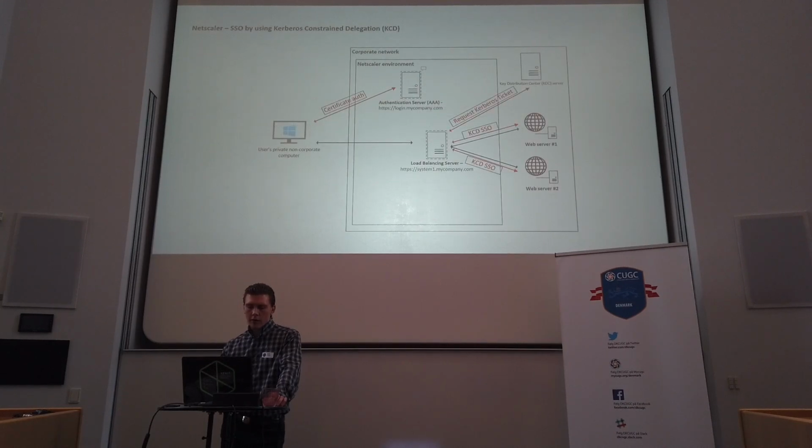So again, let's just look at the same picture, and maybe it's more clear now. So basically, when the Netscaler, the load balancer, will request a Kerberos ticket, it will use the AD service account, request it on behalf of the end user, and request it for the backend server. Any questions? Is it clear?